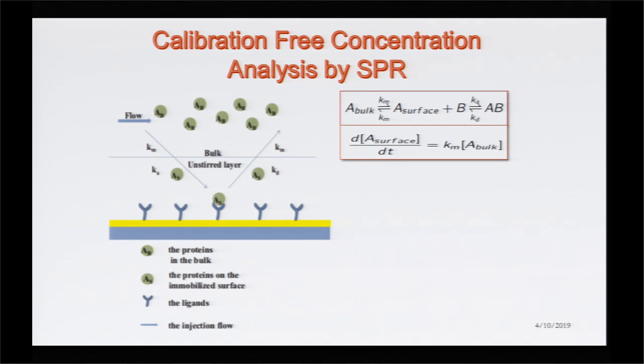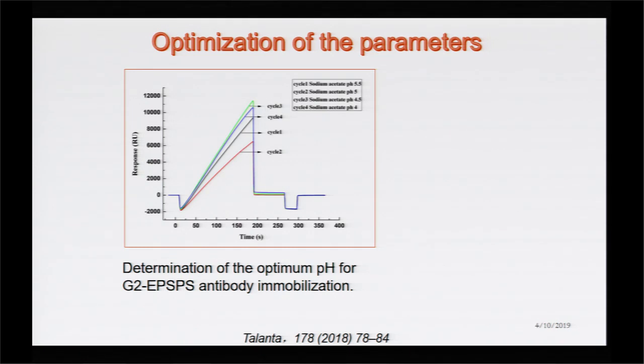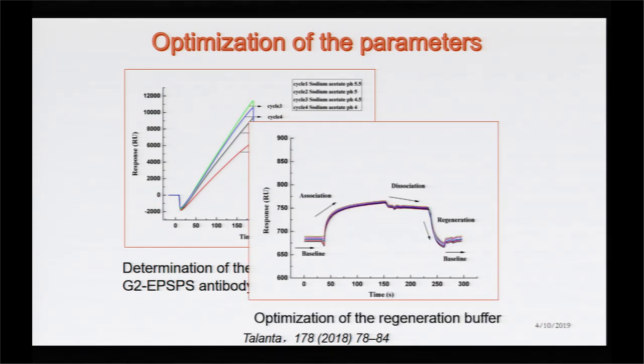We can use SPR to determine the binding rate directly. And GE has provided software to estimate the value of the constant. So with the binding rate and the constant, we can calculate the concentration directly. And this concentration stands for the proteins that could be captured by its antibodies. So this is some kind of active concentration. To do this, firstly, we should optimize the antibody immobilization conditions, as well as regeneration conditions.